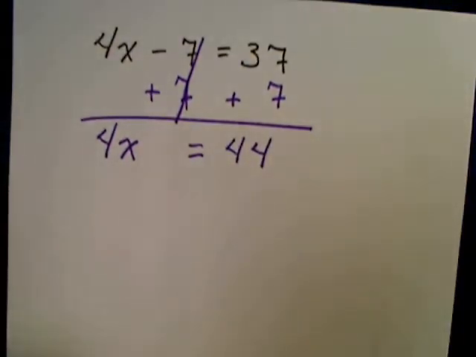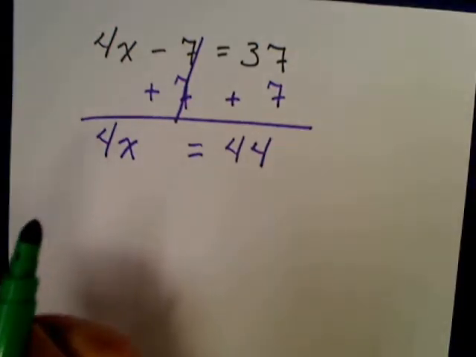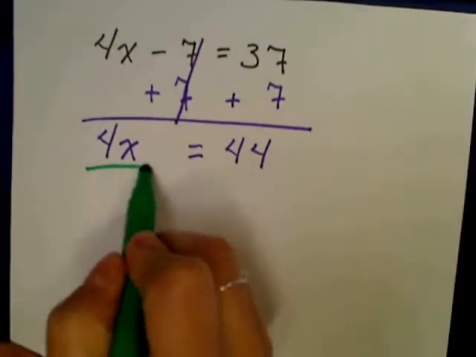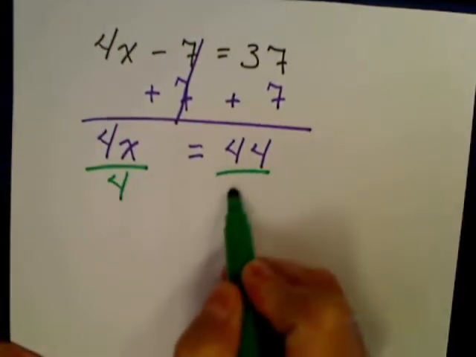Now we have the multiplication that we have to undo. We undo the multiplication the same way we did before by dividing by the number in front. Whatever you do to one side, you do to the other side.